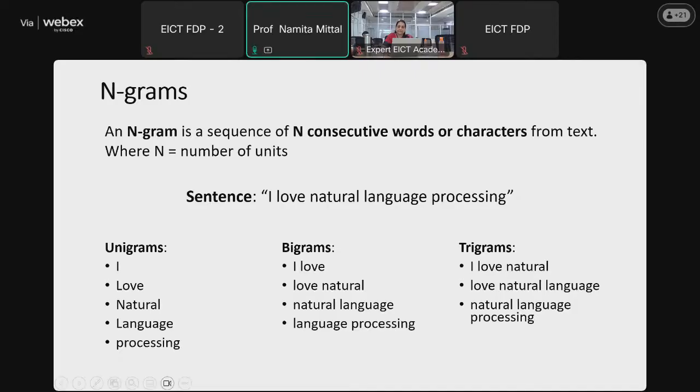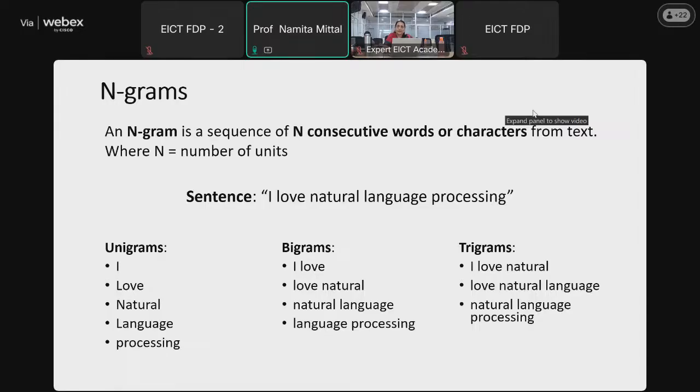N-gram is a sequence of n consecutive words or characters. In general, these are words, but sometimes it is specifically mentioned as characters, then it is the number of characters. So basically n is nothing but the number of units, either words or characters. Let's take an example: I love natural language processing. This is a sentence or text given to you.